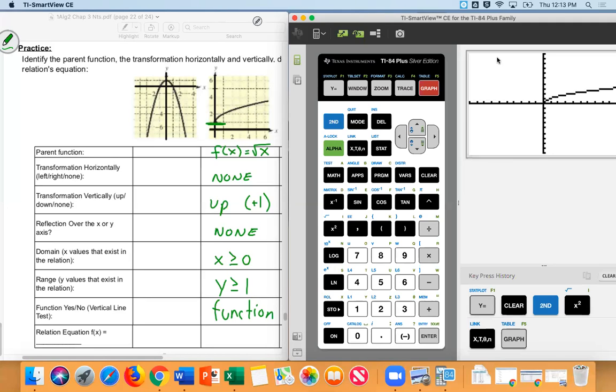So the equation of this is simply f of x equals the square root of x plus 1. That plus 1 outside of the square root is telling me that I'm making it a vertical shift instead of a shift left or right. Okay? Now, I'm going to do my best to explain this vertical line test.